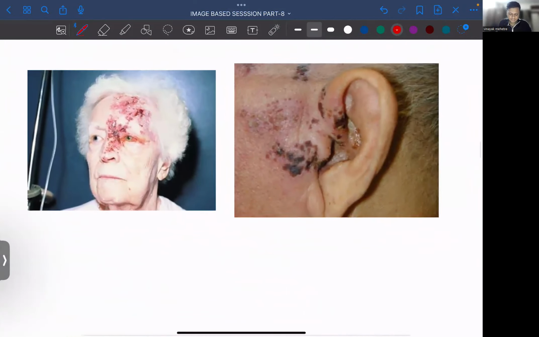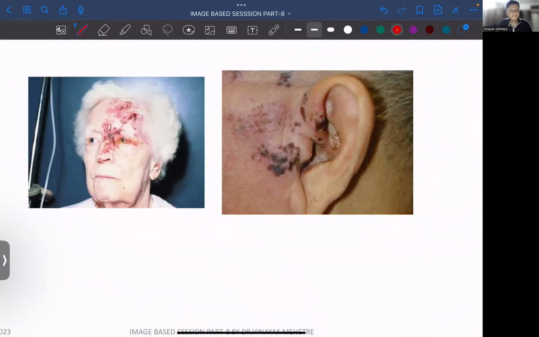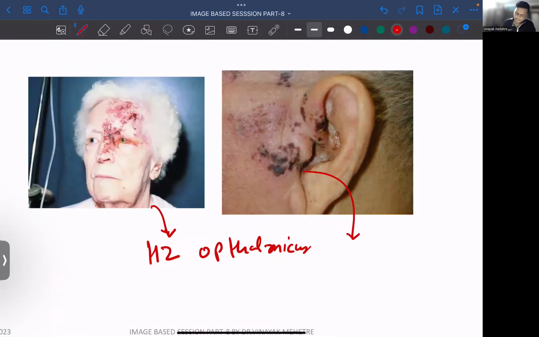We have discussed this in ophtha, in ENT as well. This is herpes zoster ophthalmicus, right? If it is going to involve the ear, कान इन्वॉल्व हो गया, that is called as herpes zoster oticus. This is called as herpes zoster oticus.